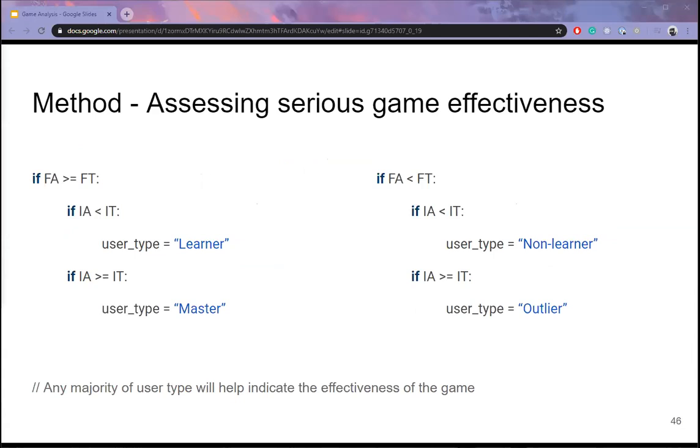If we look at this, if the final assessment is larger or equal to the final threshold, then we look at the initial assessment versus the initial threshold. If the initial assessment is smaller than the initial threshold, then the user type is the learner. A learner is a player who committed errors during the practice phase, indicating that they did not possess the skill or knowledge before playing the game. However, they ended up being successful in the mastery phase, which means there is an educational effect during the gameplay.